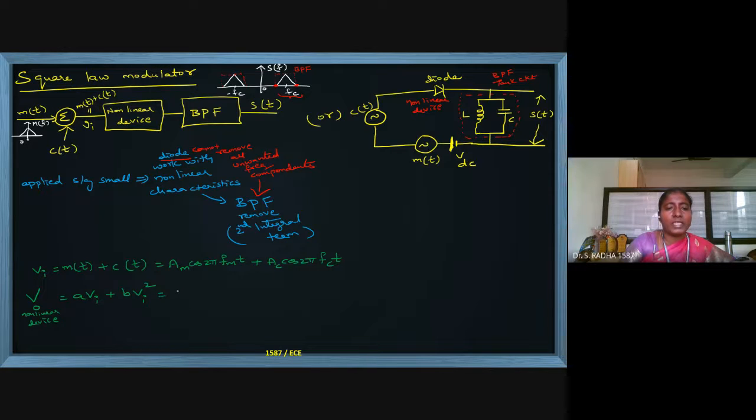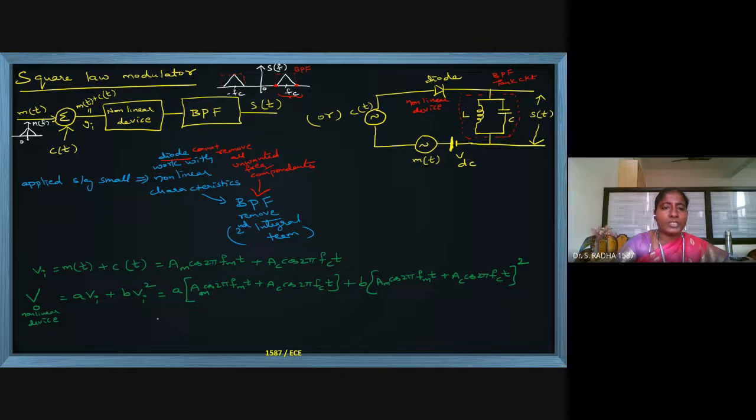If you substitute the entire thing, I will not simplify, I will just substitute and show you. a into Vi means a times Am cos 2 pi fm t plus Ac cos 2 pi fc t, plus b into Vi square, which means b times Am cos 2 pi fm t plus Ac cos 2 pi fc t, whole square. When you expand this, it will become cos square, that is the second order, with higher frequencies like fc square. All those higher frequency unwanted components will be removed by the band pass filter.